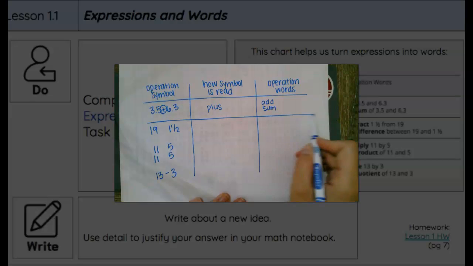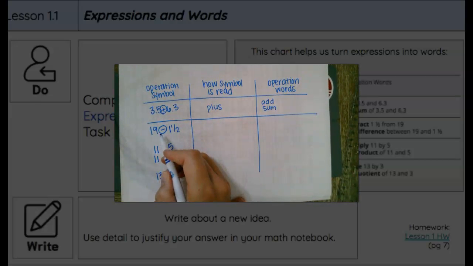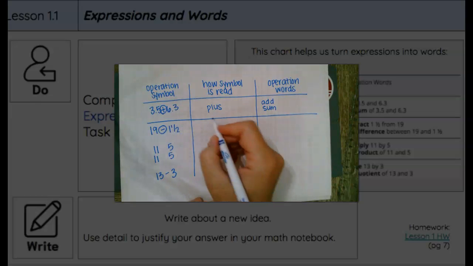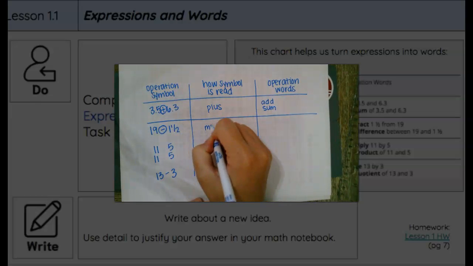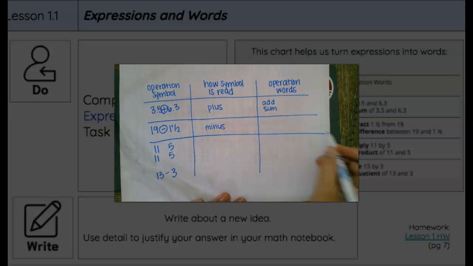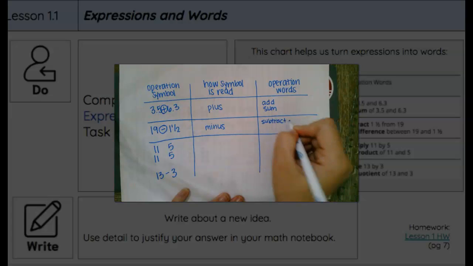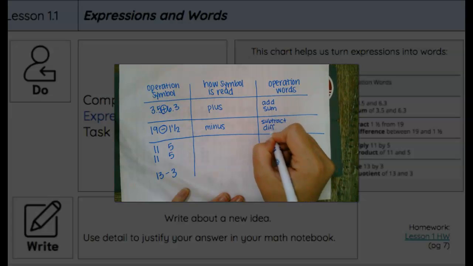Let's move on to the next one, subtraction. That is the operation symbol we use for subtraction. And when we read it out loud, we say minus. So 19 minus 1 1/2. And then words that we associate with minus are words like subtract and difference.